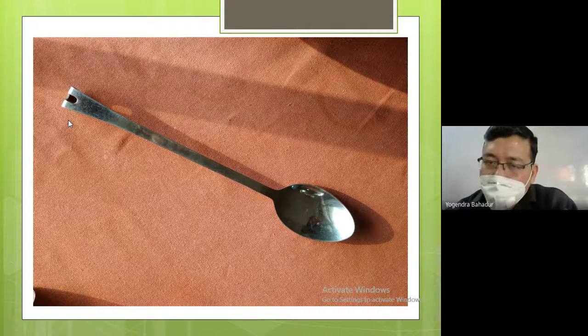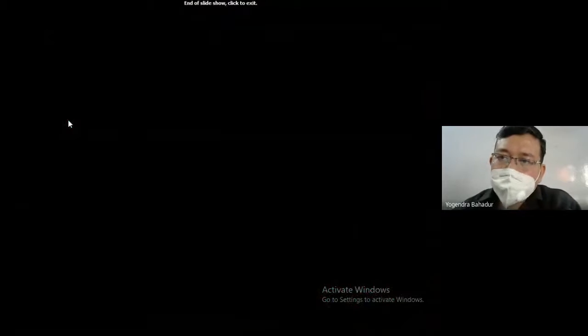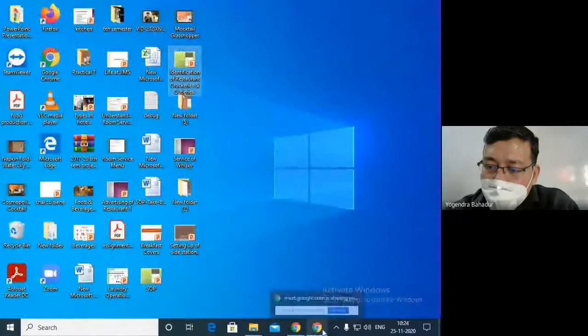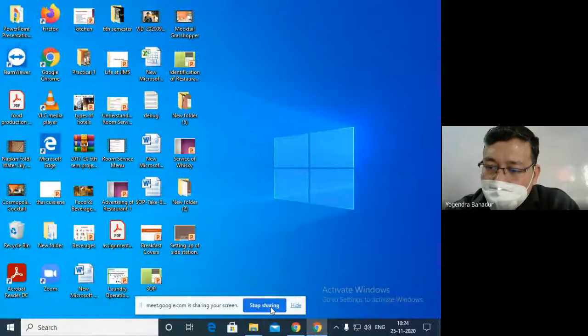So by this, we are ending the session here. It was all about the different varieties of cutleries and crockeries we have in our training restaurant.